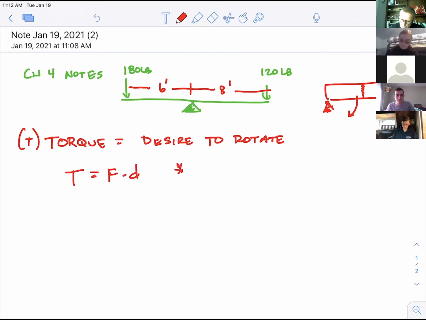But it's very important to note, force has to be perpendicular to the distance. And I'll show you what I mean by that a little bit later. So in other words, the kid on the left, his torque is equal to his force. Notice pounds is force. In metric, the force would be in newtons, but it's 180 pounds times the distance of 6 feet. So what would the units be then for torque?